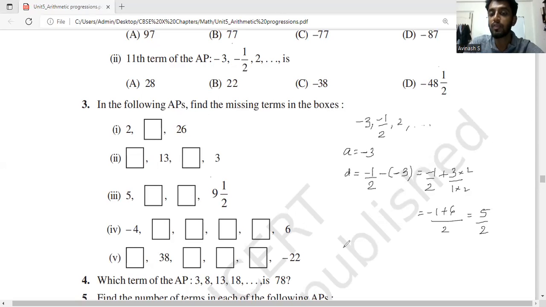And then we are supposed to find the 11th term. And we know 11th term A11 will be A plus 11 minus 1 into D. According to the formula, A plus n minus 1 into D, which will be A plus 10D. Now the value of A is minus 3 plus 10 times the value of D, which we found as 5 by 2. Now this 2 and this 10 will get cancelled, 5 times 5. So you get minus 3 plus 25. You get 22 as the answer. So it's option B, 22.